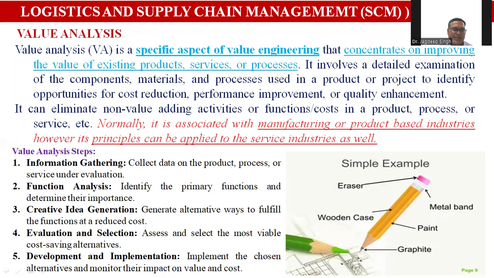Value analysis steps. So first step is information gathering. Collect data on product, process, or service under evaluation. Second step is function analysis. Identify the primary functions and determine their importance. The third step is creative idea generation. Generate alternative ways to fulfill the functions at a reduced cost.